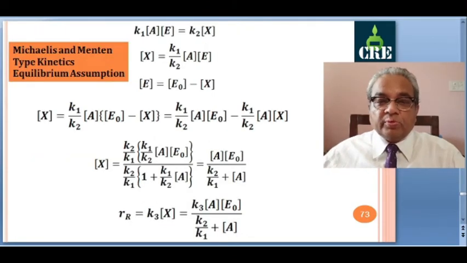So first we'll test for Michaelis-Menten. So K1 AE is equal to K2 into X. So these are concentration terms, AE and X. This is from equilibrium.